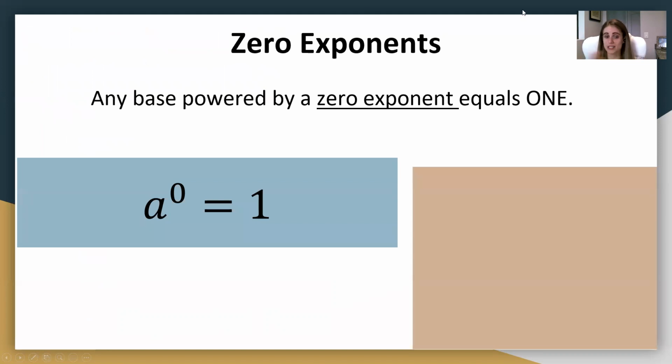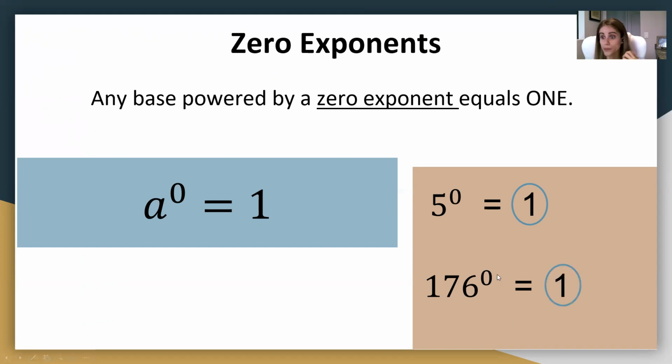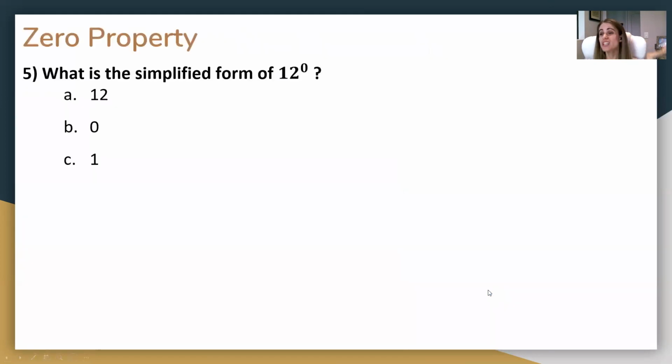All right, 0 exponents. This may be a little newer for you guys, okay? So any base powered by a 0 exponent equals 1, okay? That is true of anything. So any number, so A, anything to the power of 0 will always be 1. So if I had 5 to the 0 power, that's going to be 1. If I had 176 to the 0 power, what's it going to be? Yeah, 1 again. If I had 1,000,000 to the 0 power, it'd still be 1.